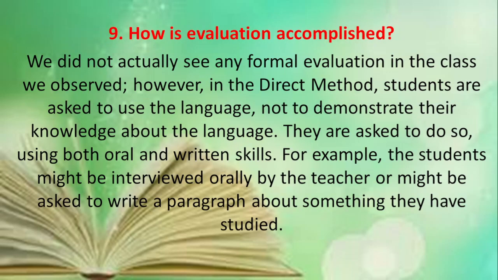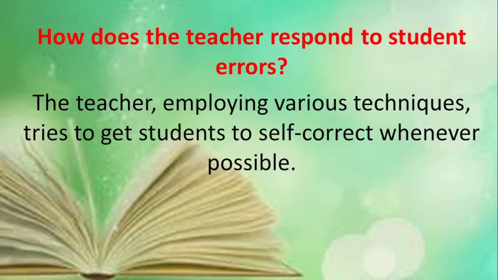9. How is evaluation accomplished? We did not actually see any formal evaluation in the class we observed. However, in the direct method, students are asked to use the language, not to demonstrate their knowledge about the language. They are asked to do so, using both oral and written skills. For example, the students might be interviewed orally by the teacher or might be asked to write a paragraph about something they have studied. 10. How does the teacher respond to student errors? The teacher, employing various techniques, tries to get students to self-correct whenever possible.